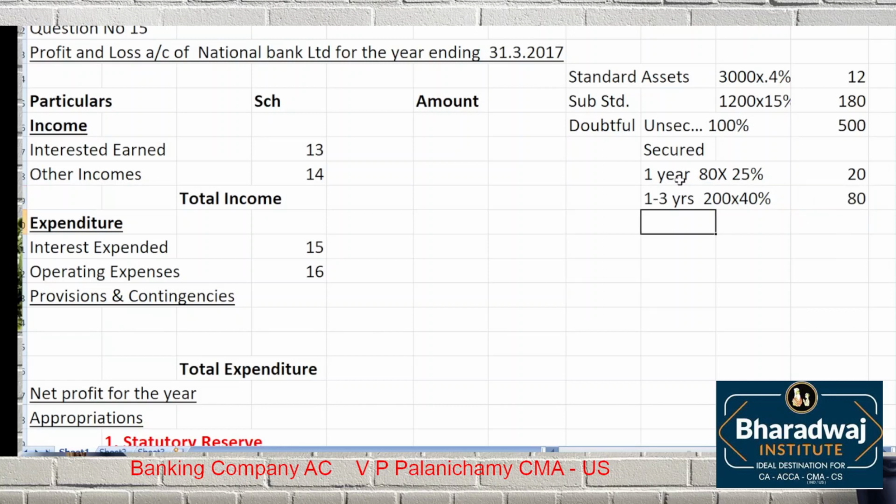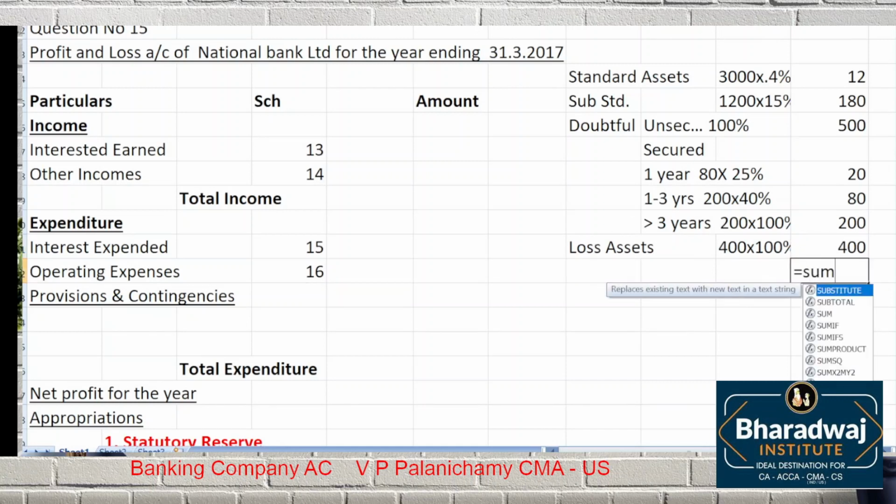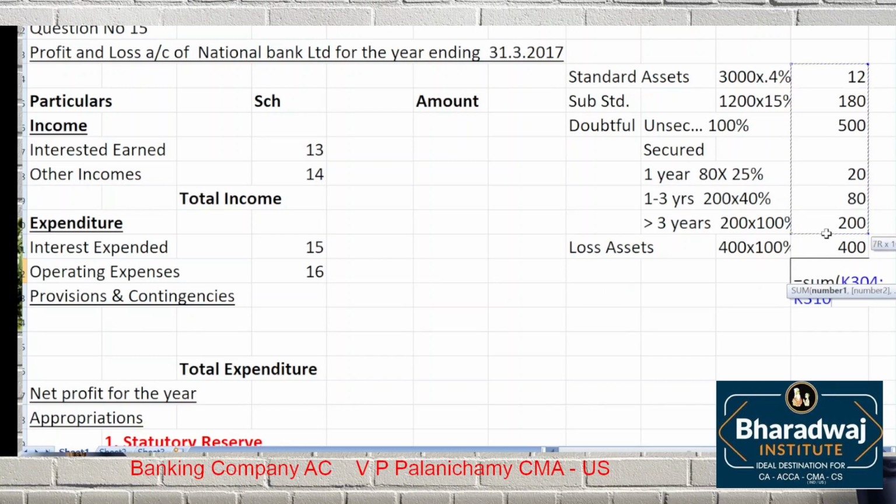Substandard assets 15%, doubtful assets 100%, secure 1 year 25%, up to 3 years 40%, more than 3 years 100%, we create 200. Loss assets 100%. This is the provision for bad debts to be created.